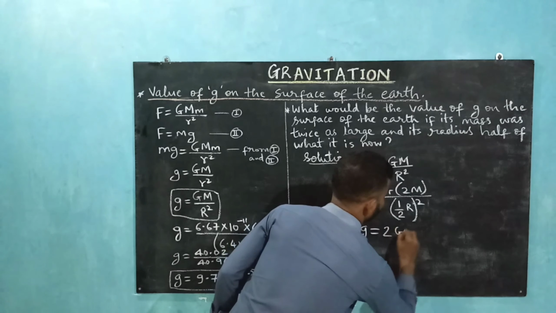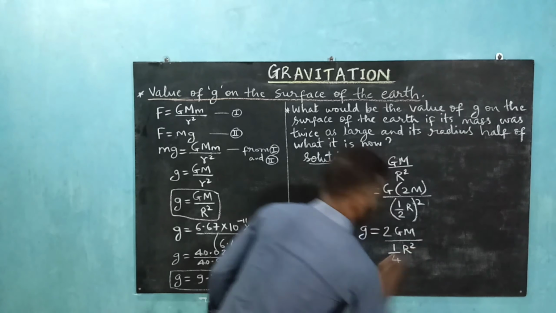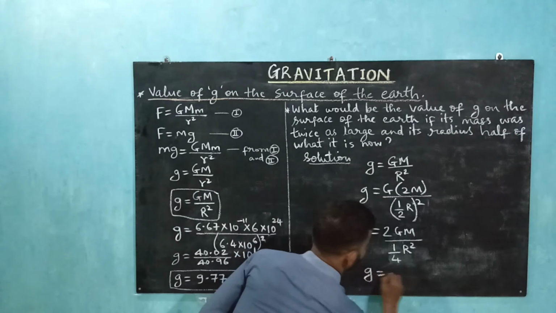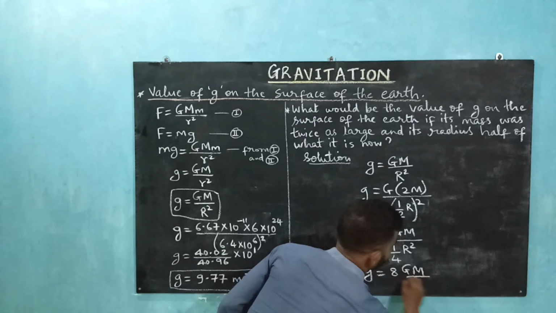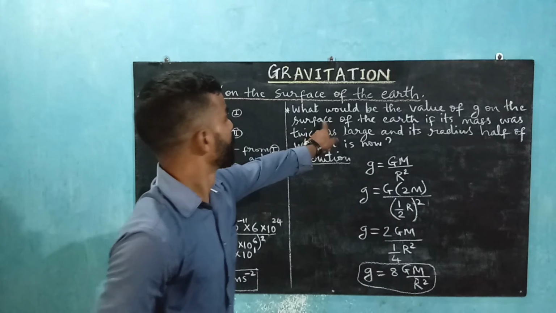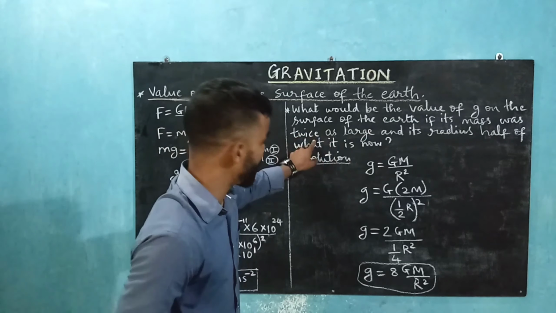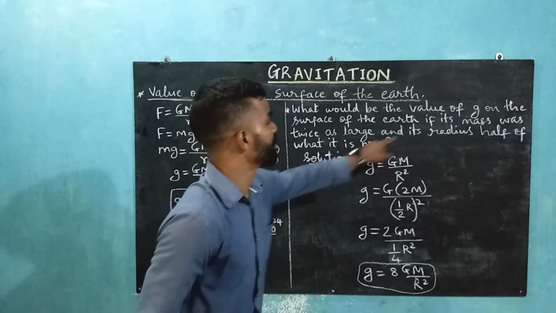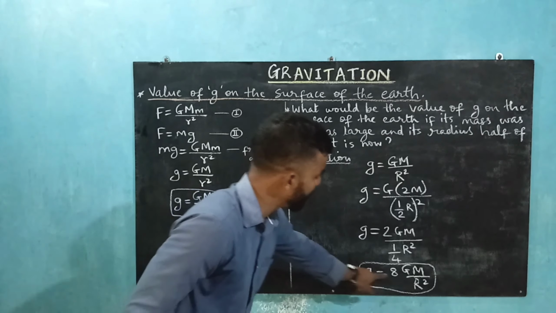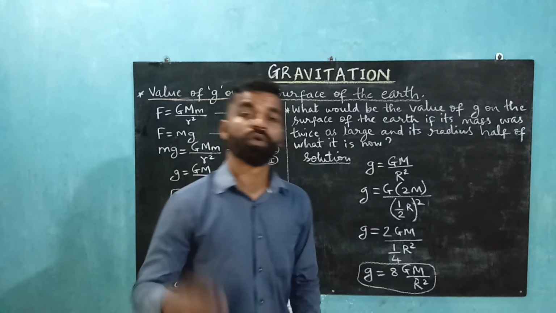So what we will get for this? 2GM divided by 1/4 r square. So this 4 will go directly into the numerator, so it will be g is equal to 8 times GM divided by r square. So the value of g on the surface of the earth if its mass was twice as large and its radius half of what it is now, then the value for g becomes 8 times its original value. Simple. It becomes 8 times its original value.